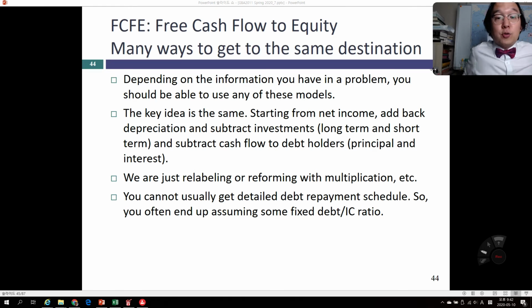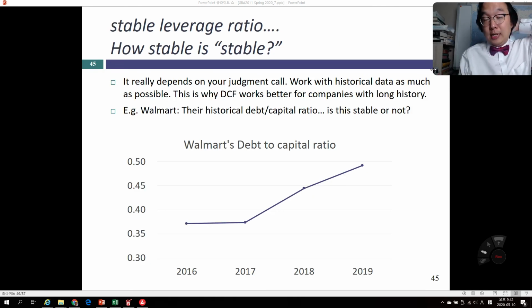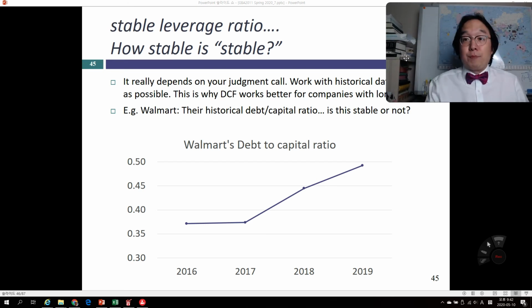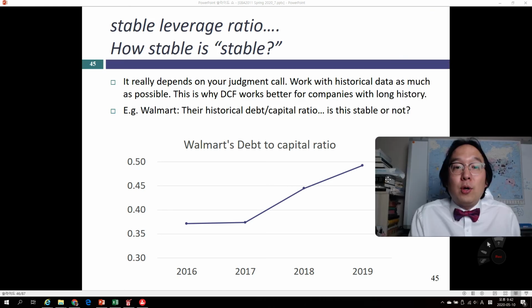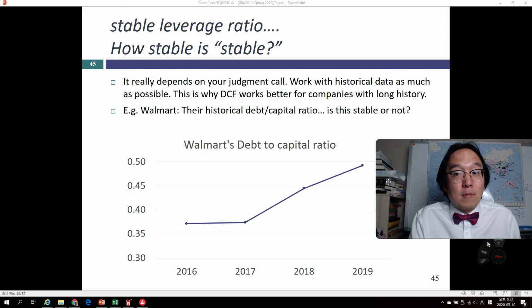You cannot usually get detailed debt repayment schedules, so you often end up using some fixed debt to IC ratio. And people usually ask me this question without any exception. Every year they ask me, stable leverage ratio. How stable is stable? It really depends on your judgment call.